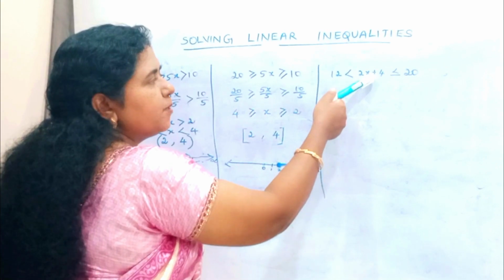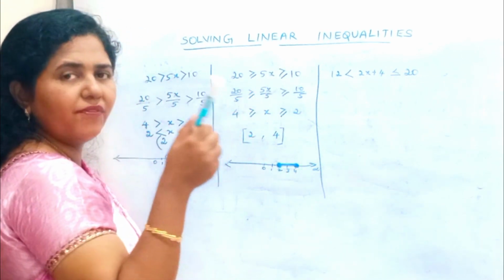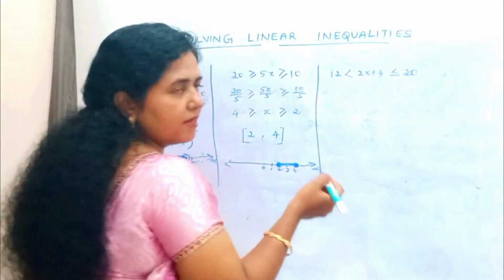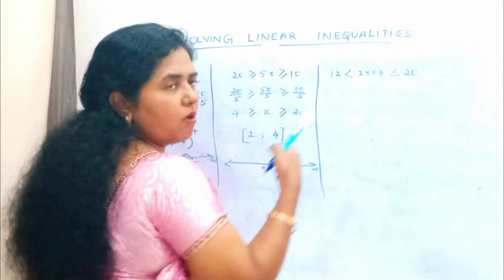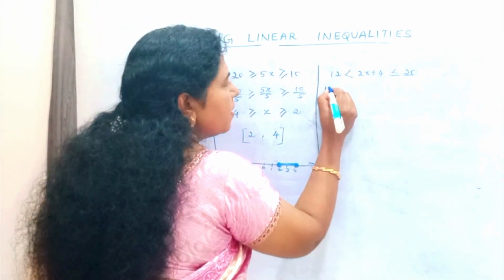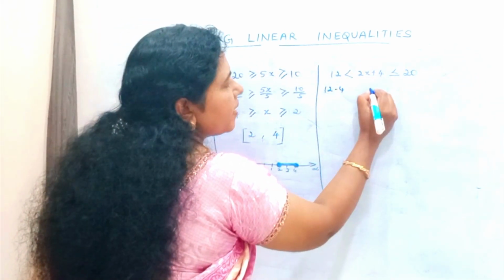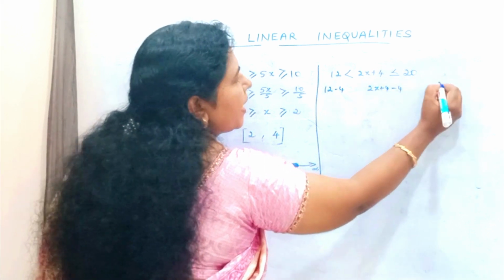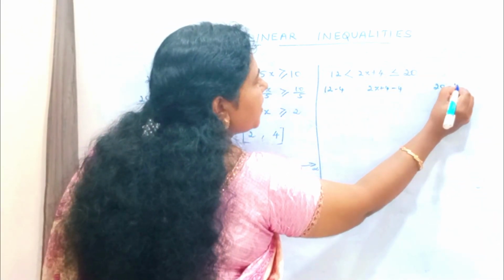So here it is plus 4. In order to remove that 4, we can insert a minus 4 there. We cannot do it to a single expression, so that should be done to all the 3. So it becomes 12 minus 4. Here in the middle term it becomes 2x plus 4 minus 4. And here it becomes 20 minus 4.